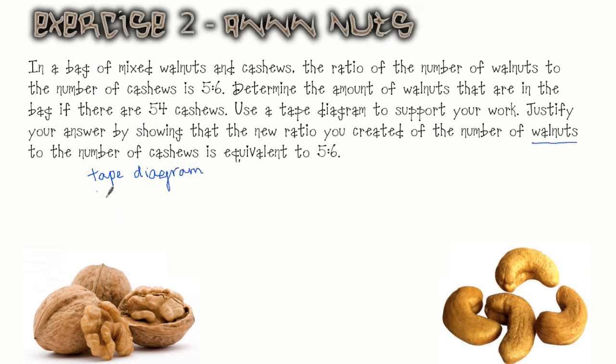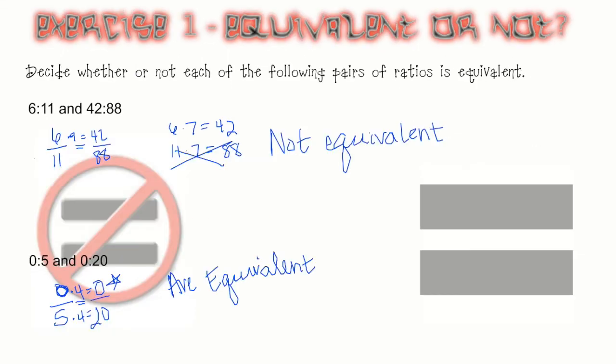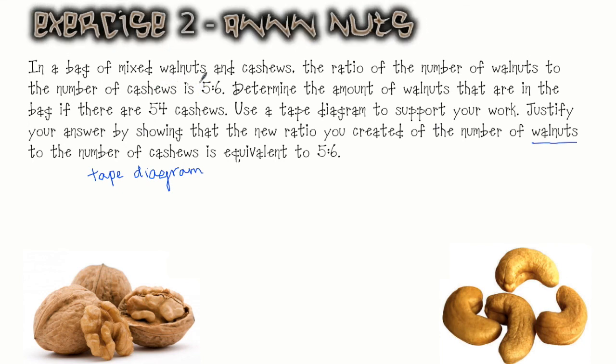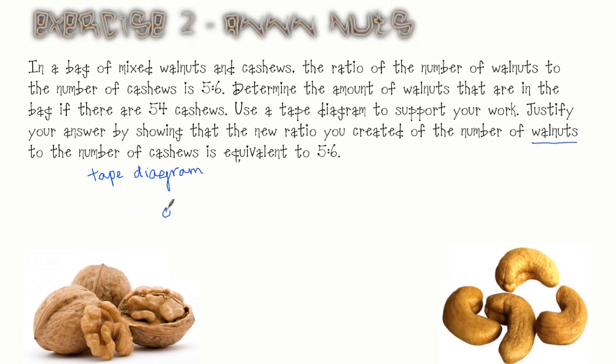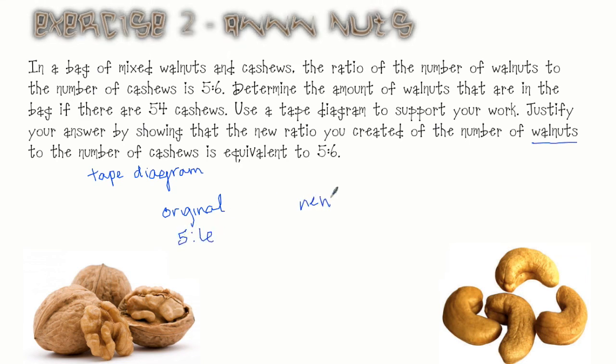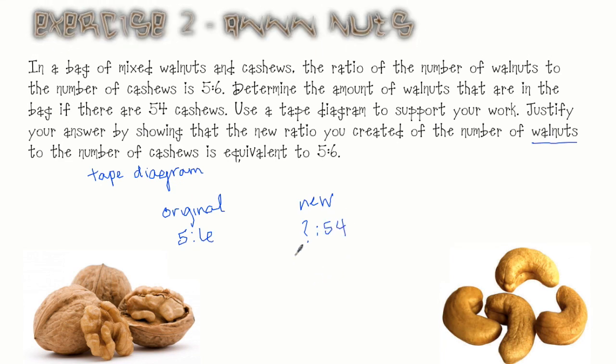So again, it's always a tape diagram of the original, and then when you do that, you go back and you say, okay, well, in the original, I have 5 walnuts and 6 cashews. Now in the new, I don't know my walnuts, but I do know my cashews. Right? And so there's your little bit of help for that.